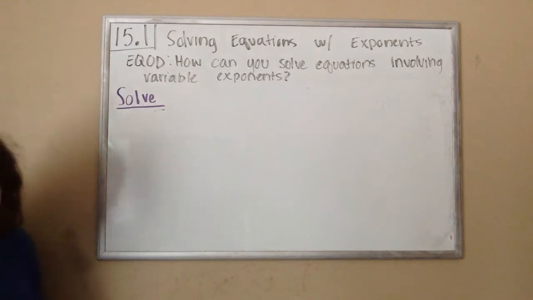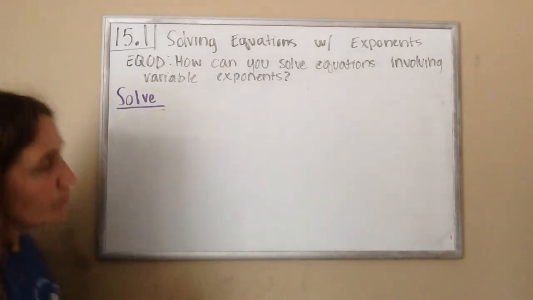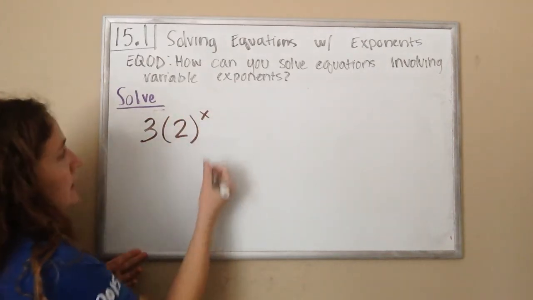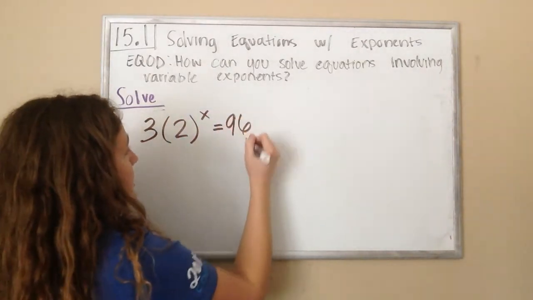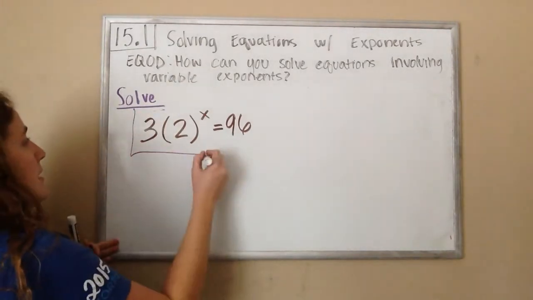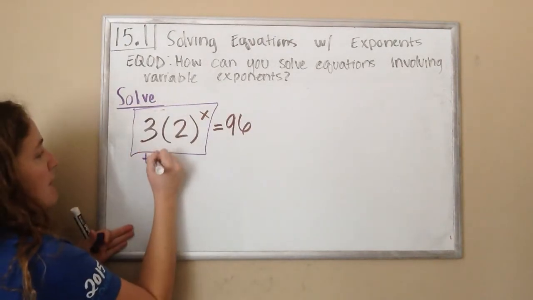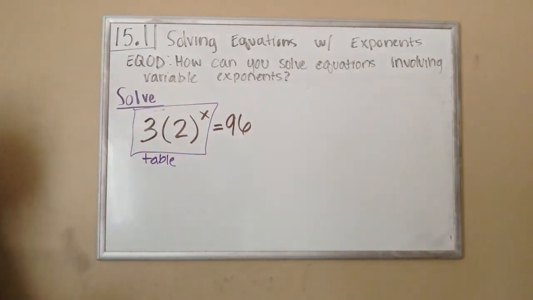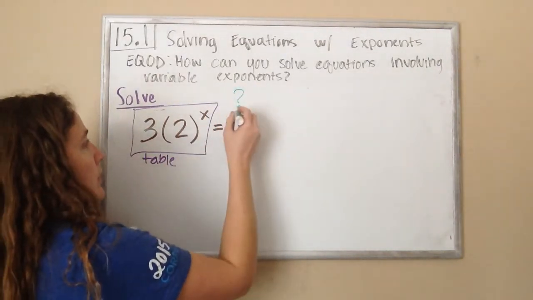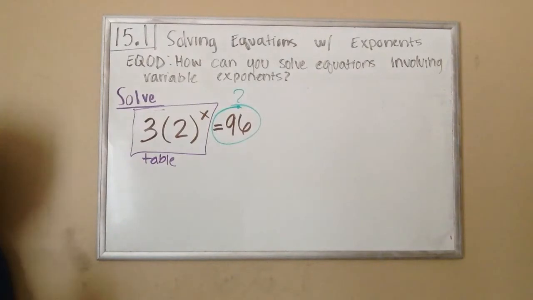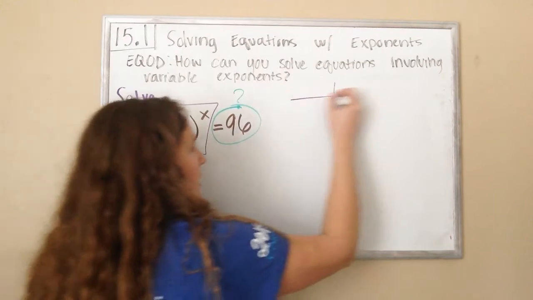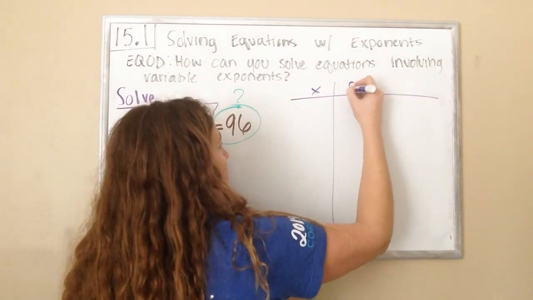So if I give the equation 3 times 2 to the x equals 96, what we're going to do is we're actually going to make this right here, 3 times 2 to the x, we're going to make a table for this with inputs and outputs, and we're going to see when does it equal 96, right? That's going to be our question. So for our table, just like always, it's going to be an x, y table.